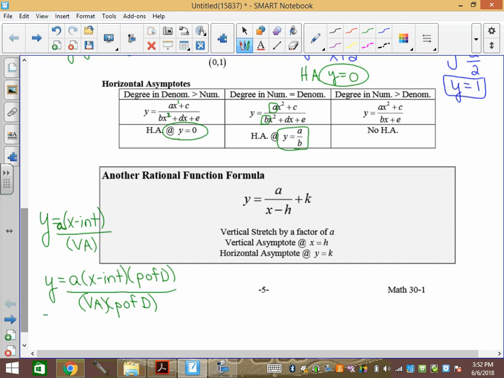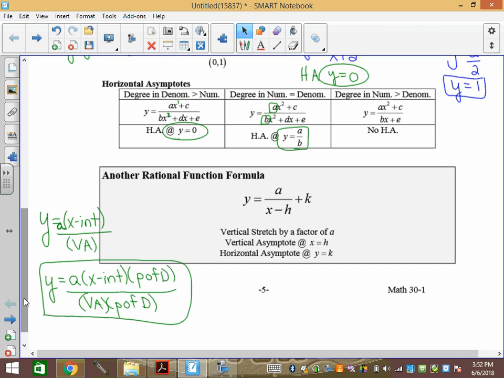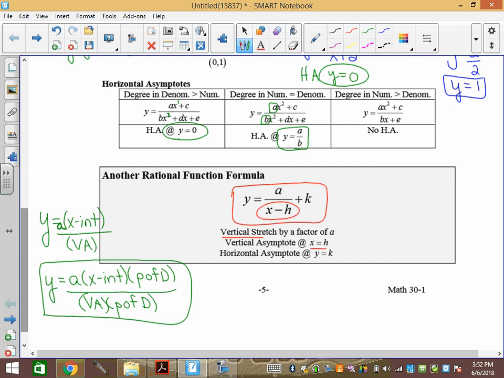And if we have a p of d, we have to use this form. We can't use the other form. This is the other form. This is your transformation form. A is your vertical stretch. Your vertical asymptote is based on this because that's your horizontal translation, h, right.